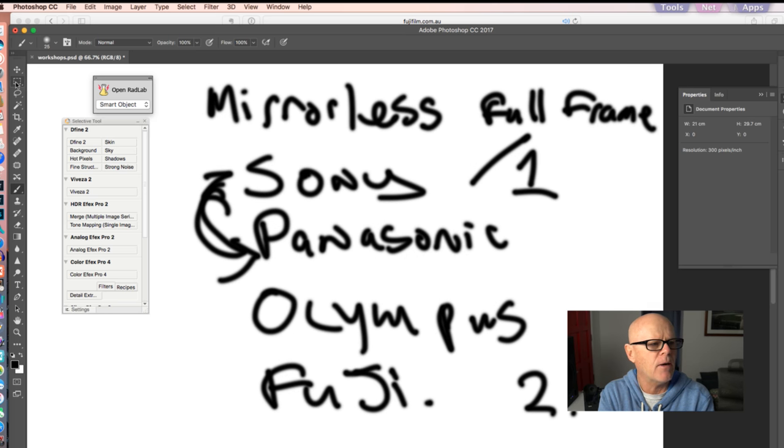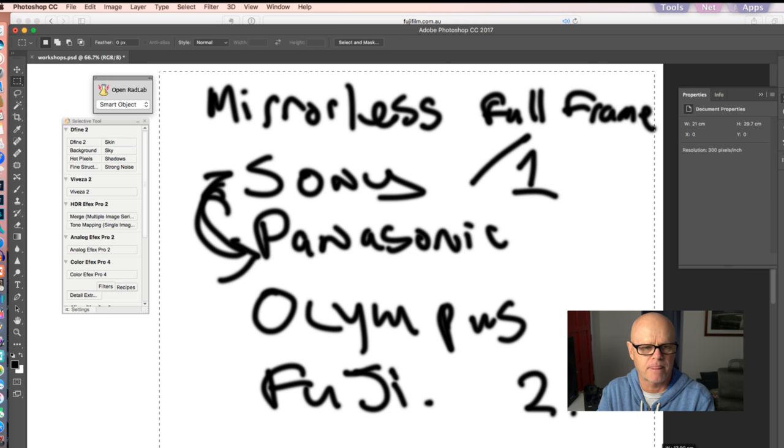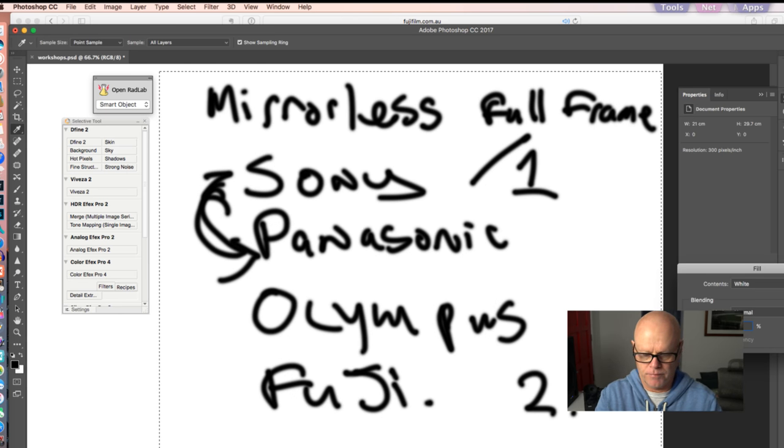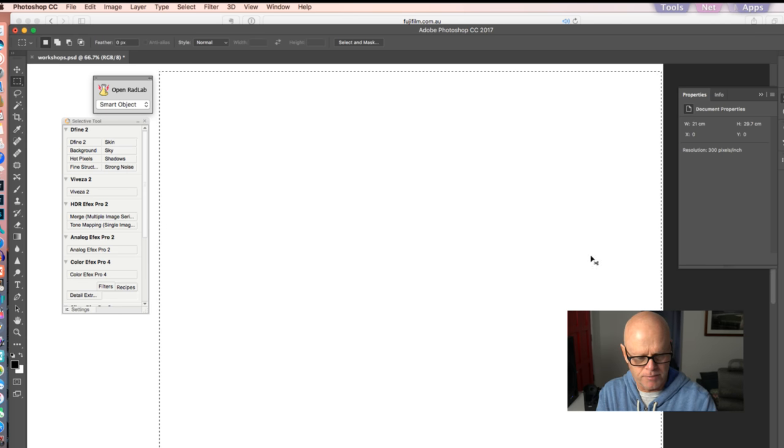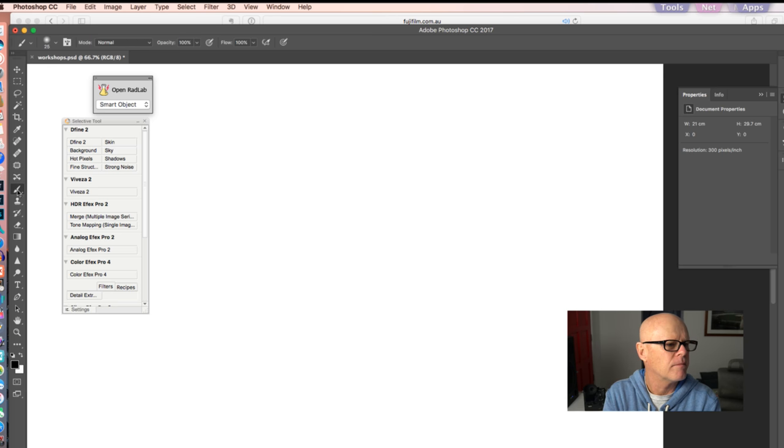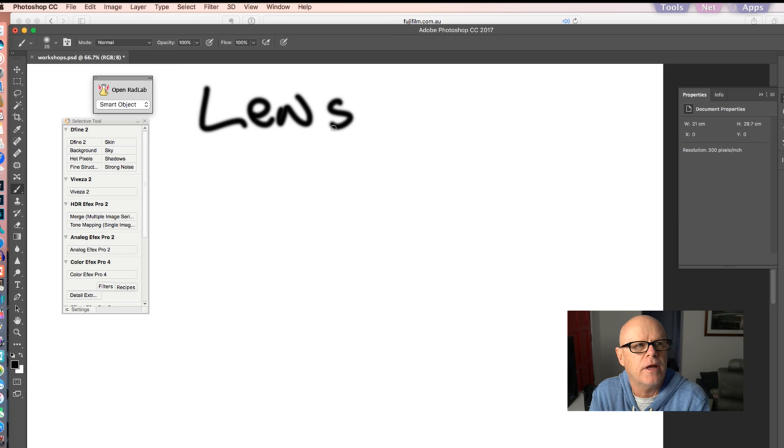So let's look now at lenses, all right? Because this is an incredibly important part. Now this is more important than the body.